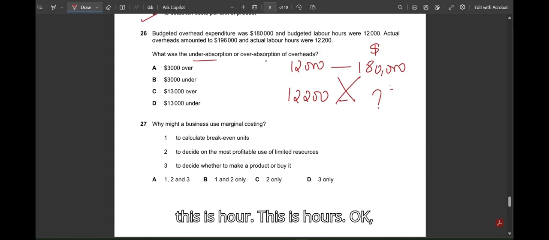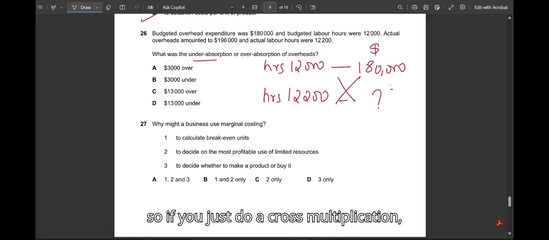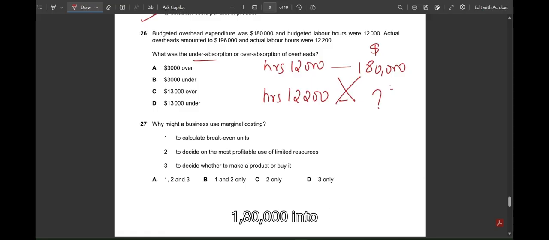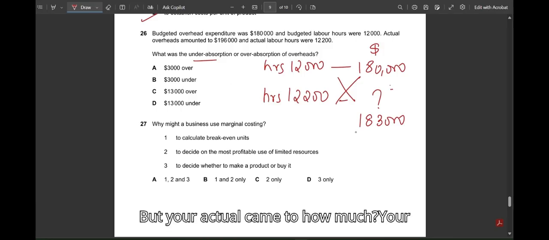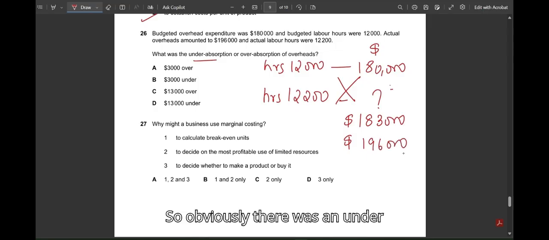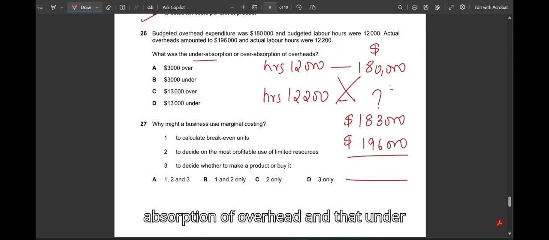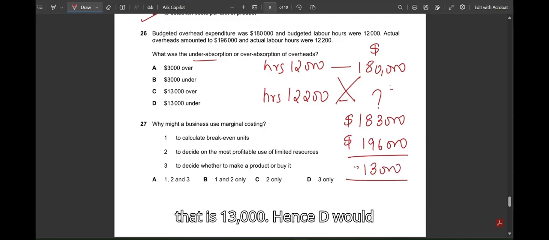By the way, this is in rupees. Okay. So if you just do a cross multiplication, 1 lakh 80,000 into 12,200 divided by 12,000 will give you 1 lakh 83,000. So this is what you budgeted. But your actual came to how much? Your actual came to 1 lakh 96,000. So obviously there was an under absorption of overhead, and that under absorption would be the difference amount, that is 13,000. Hence D would be the right answer.